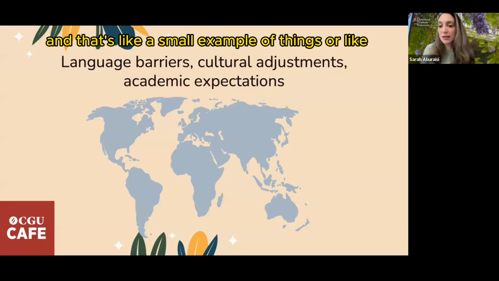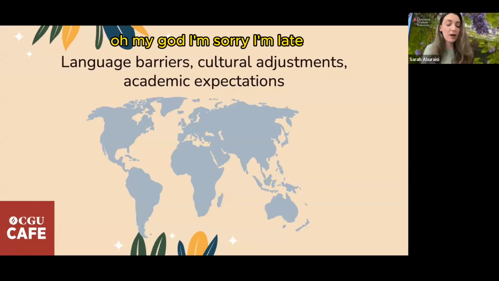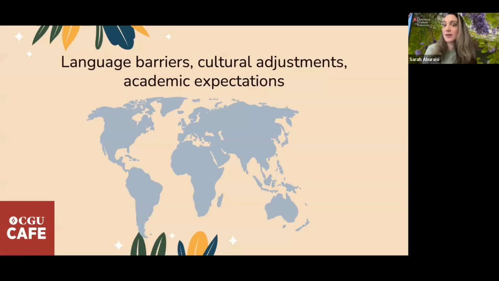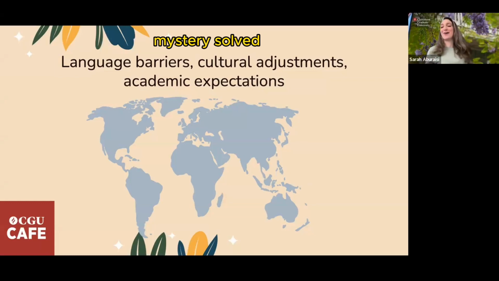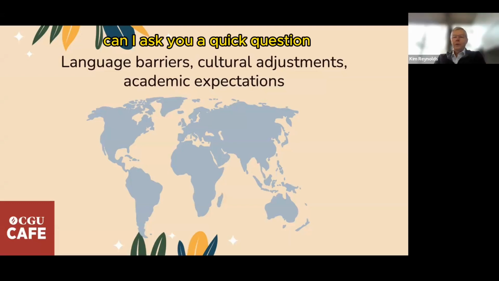And that's a small example of things. Or like, oh my God, I'm sorry I'm late, I was stuck on the 15th. What is the 15th? A simple word like a highway called the 15th would solve the problem. Mystery solved.